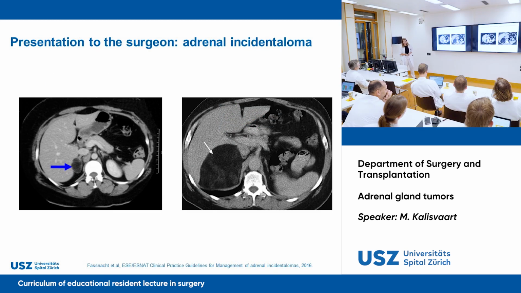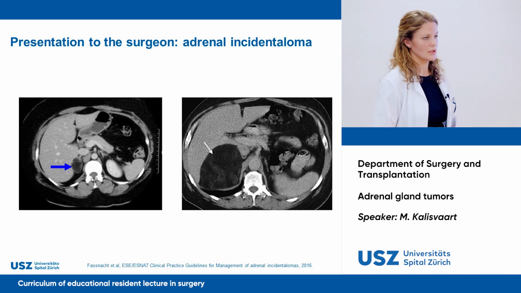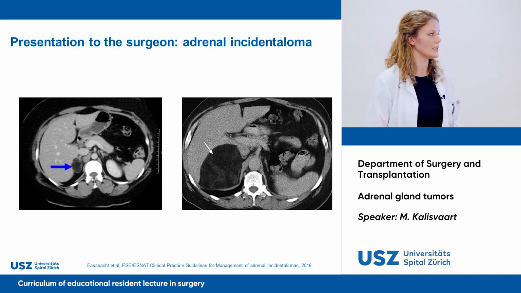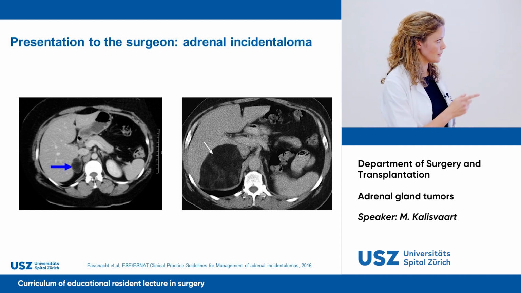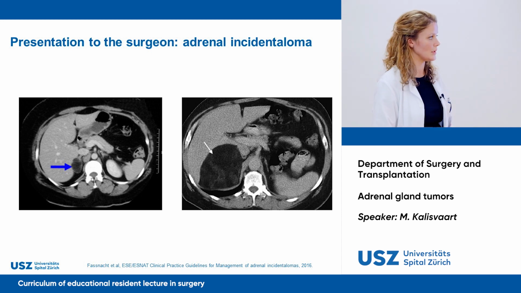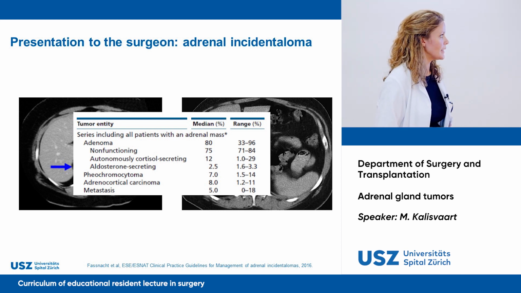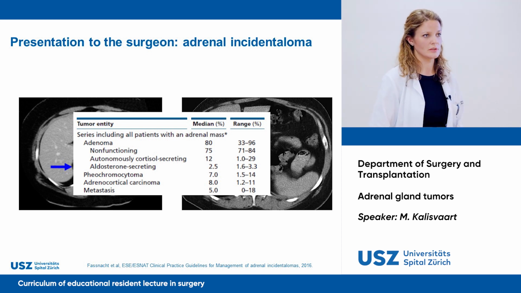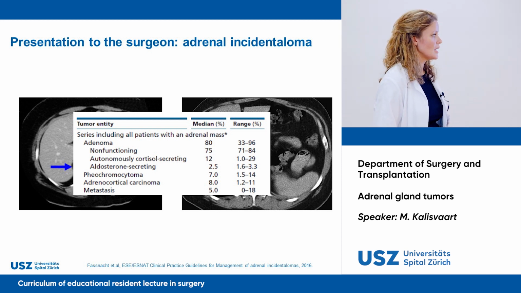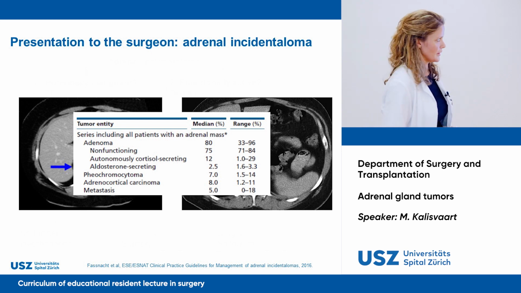So how do we actually get involved in the treatment of these tumors? Most of the time, a patient will present from another department with an adrenal incidentaloma. As you can see here on both of these pictures, they can be small, they can be big. And also, when they present like this, most of them will be adenomas, non-functional in 75%. But also here, of course, the malignant diseases should be considered as well.